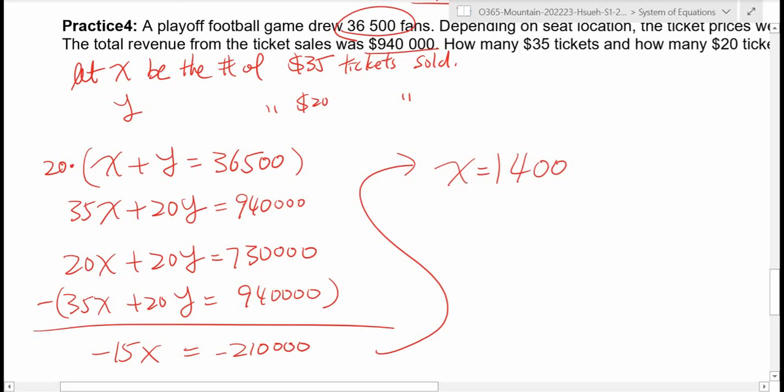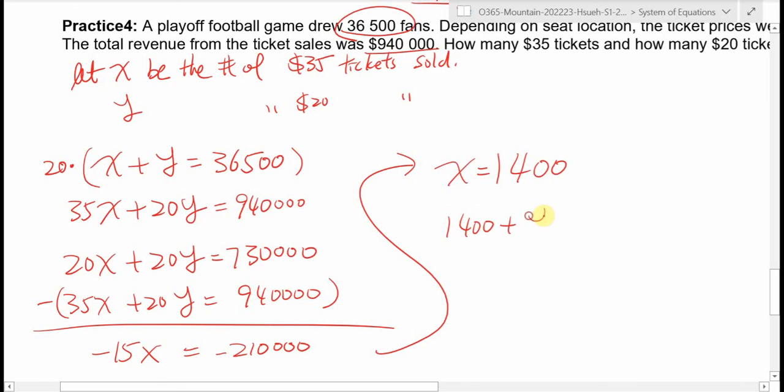It's 1400, not 14,000. There you go. So x is equal to 1400. That means y would equal to, well, okay, maybe this is a bigger number, so I'll do it with the equation here. Okay, so that means x is 1400.